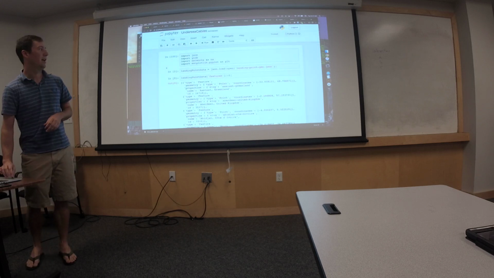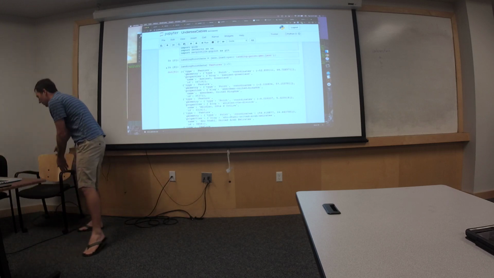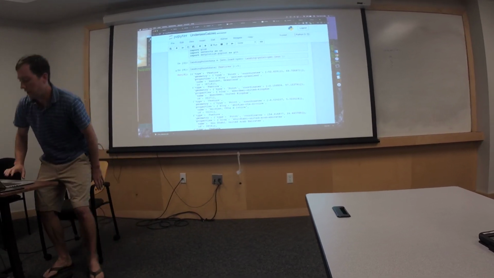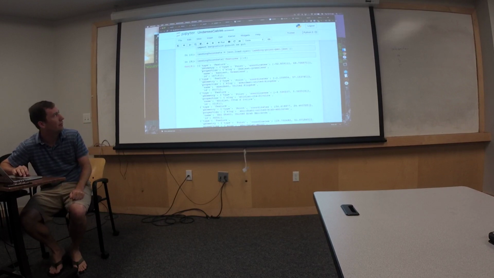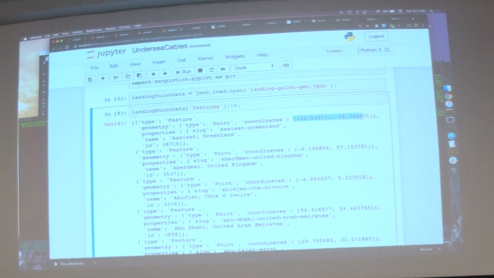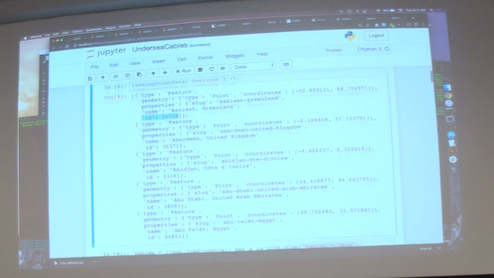So I started by importing the JSON data that they have. And if we look at what's in here, for each of the landing points, which is where the cables connect to the mainland, we have geometry, so where it is in terms of latitude and longitude, and we have an ID number which helps us relate it to the cables and all that stuff. So here's all our landing points.